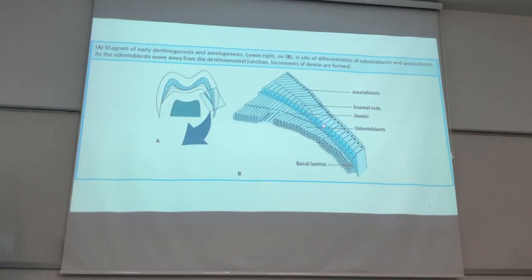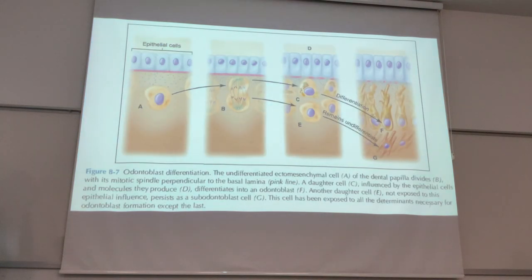Look at here. In this part, you can see the key-like structure of enamel. This is our dentinoenamel junction, and here you can see the dentin structure. These cells are our odontoblasts, which extend their process into this channel.